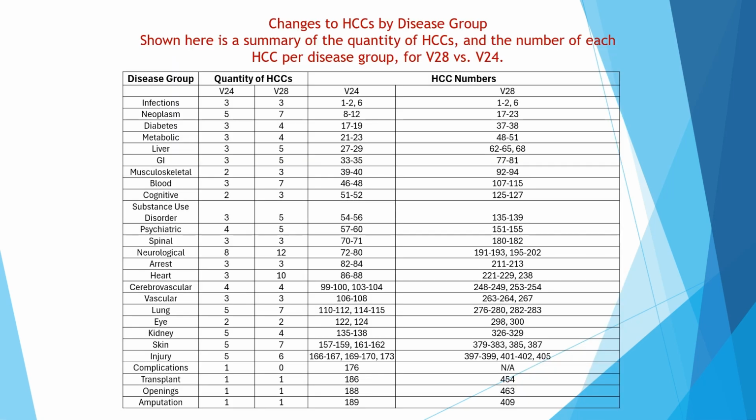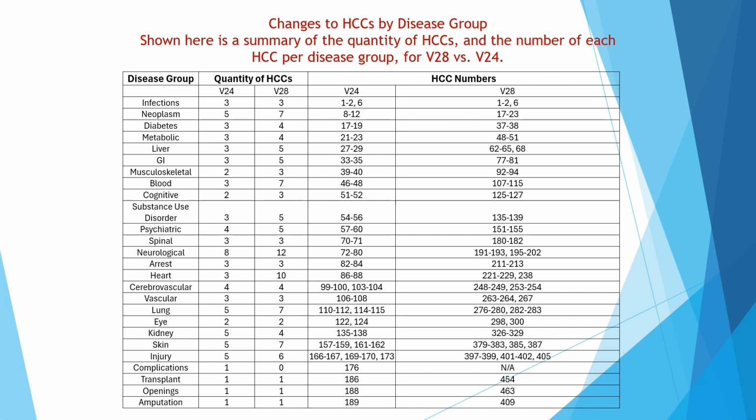Changes to HCCs by disease group. Shown here is a summary of the quantity of HCCs, and the number of each HCC per disease group, for V28 versus V24. Infections, quantity of HCCs for V24 is 3 while V28 is also 3. HCC numbers for V24 is 1 to 2, 6, and V28 is the same.